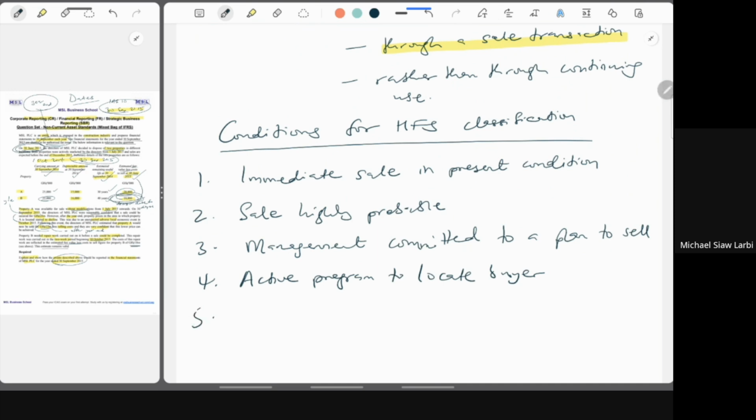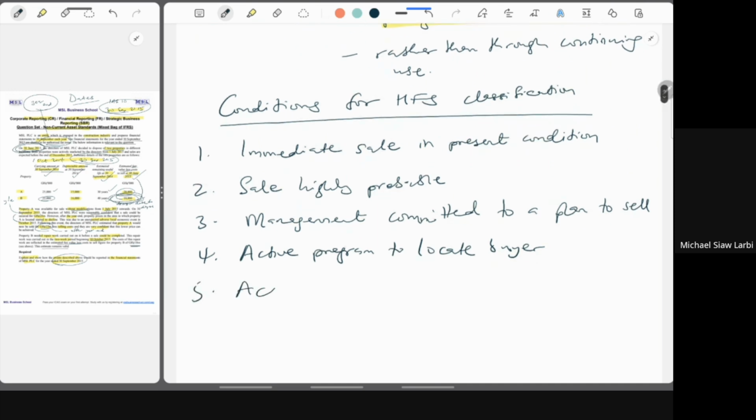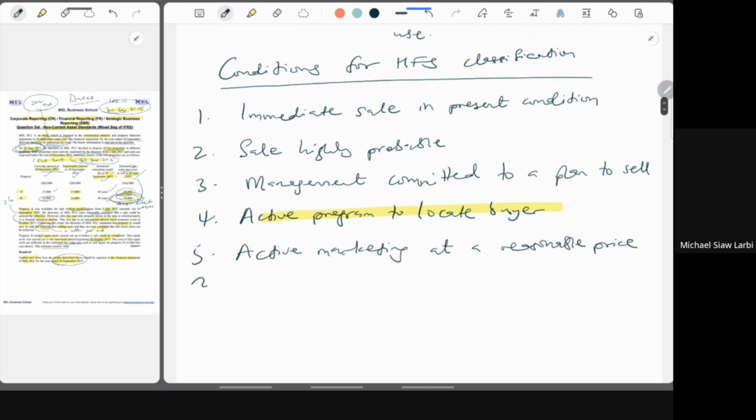Then we should also have what? Active marketing at a reasonable price. Reasonable price here is with reference to the current fair value. So there should be some form of active marketing for the product, not just an active program to locate the buyer, but you should also be looking for agents, people to help you sell at a price that is reasonable enough compared to what? Its current fair value.